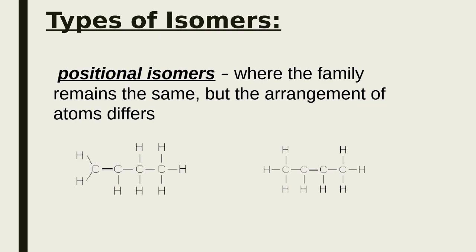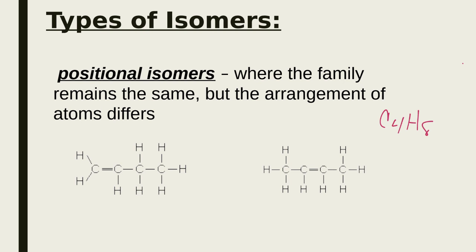So there are a few different kinds of isomers that we should be aware of. The first kind are called positional isomers. This is where the family remains the same, but the arrangement of atoms differs, and we assume that they have the same chemical formula. If you want to take a second, you can count up right now that both of these structures have 4 carbons, and then 2, 4, 6, 8 hydrogens. So both of those molecules have the same chemical formula.